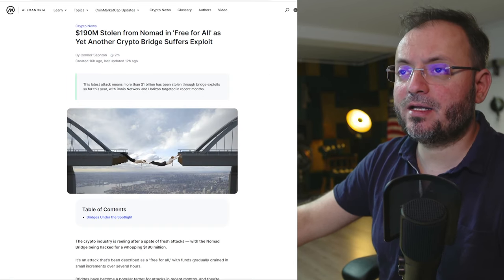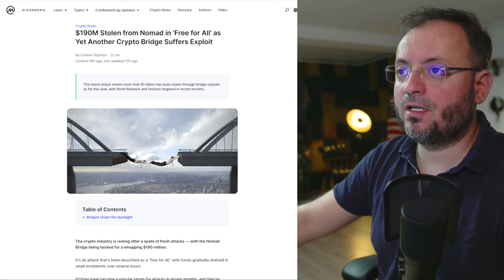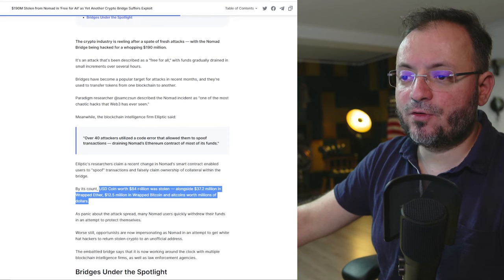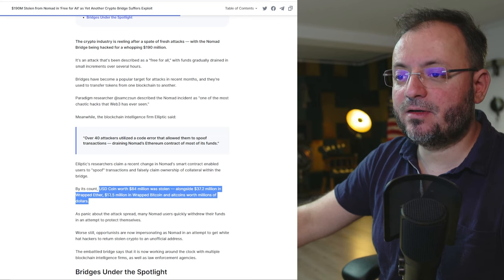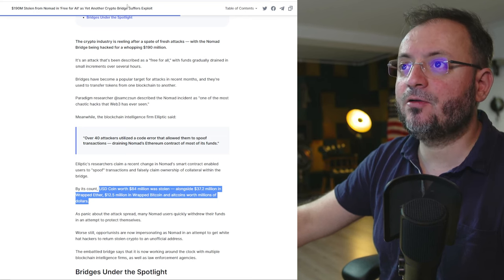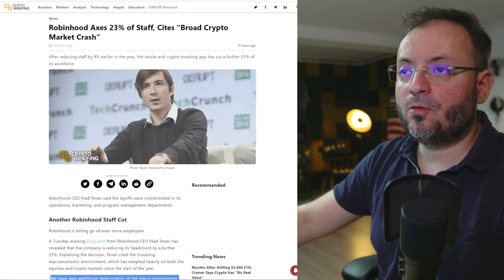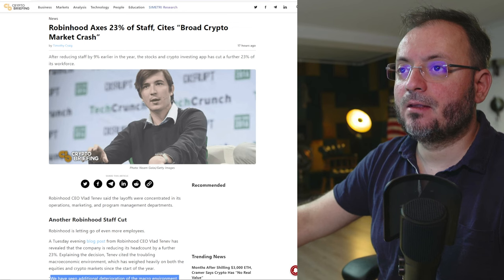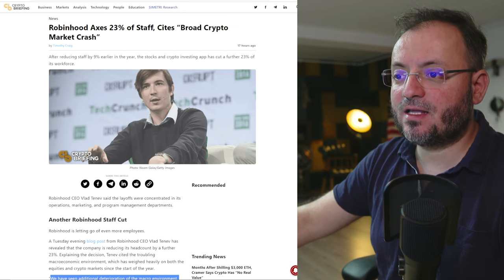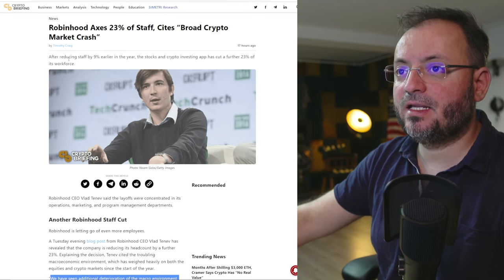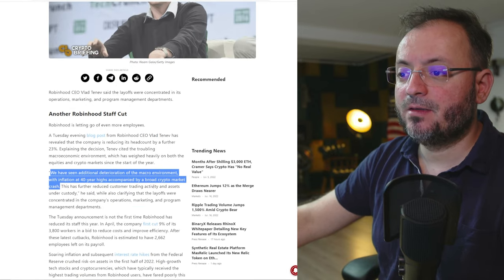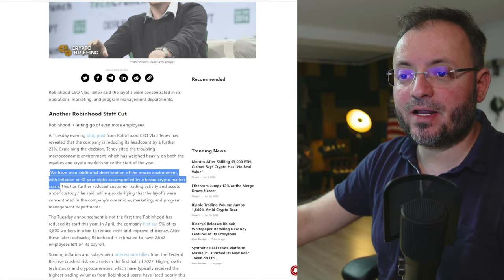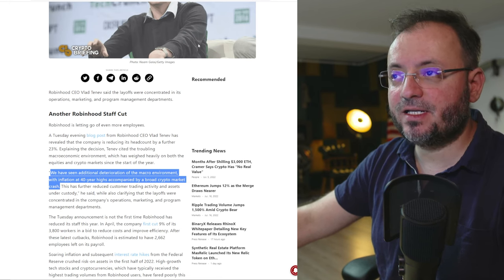If we look at the crypto market, we can see that $190 million were stolen from Nomad: $84 million in USD, $37.2 million in wrapped Ether, and $12.5 million in wrapped Bitcoin. Robinhood also axes 23% of staff, after they also reduced the staff by 9% earlier this year, because of the broad crypto market crash and inflation hitting 40-year highs.